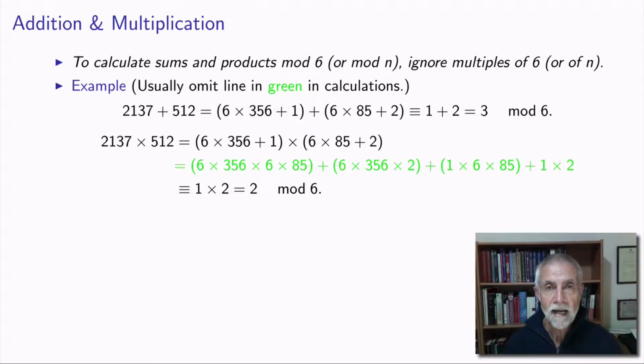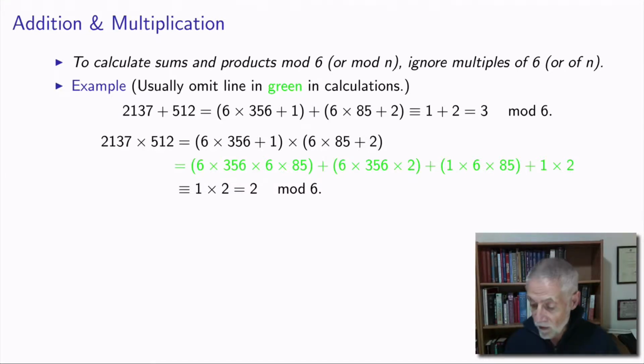In order to calculate sums or differences and products mod 6, or more generally mod n, essentially what we do is ignore multiples of 6 or multiples of n. So in this particular case, 2137 plus 512, we can write 2137 as 6 times 356 plus 1, so that 2137 is equivalent to 1 mod 6, and similarly 512, because it's equal to 6 times 85 plus 2, is equivalent to 2 mod 6. Their sum is equivalent to 1 plus 2, which is 3 mod 6.